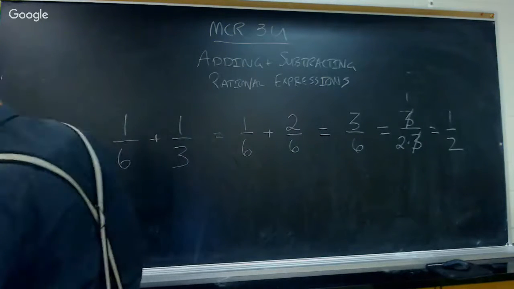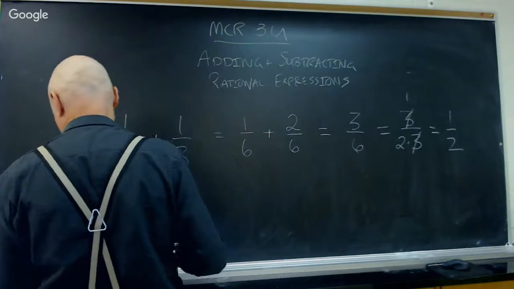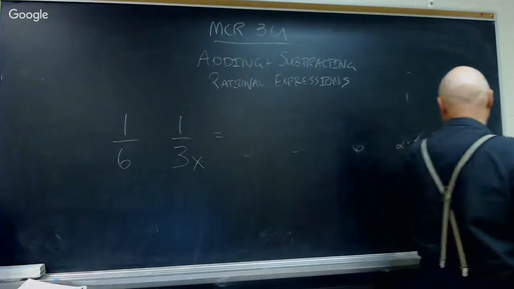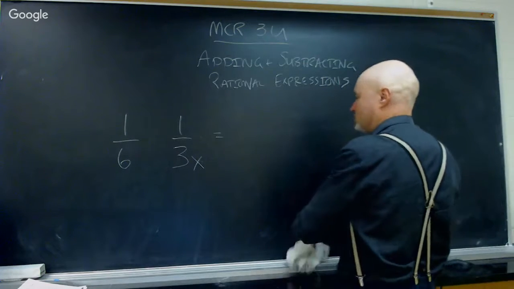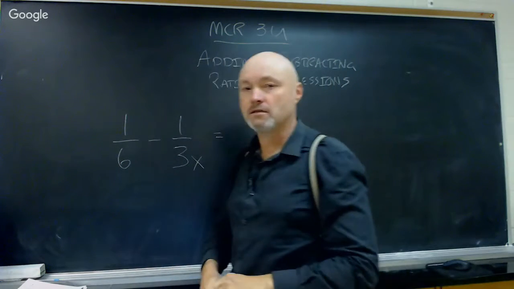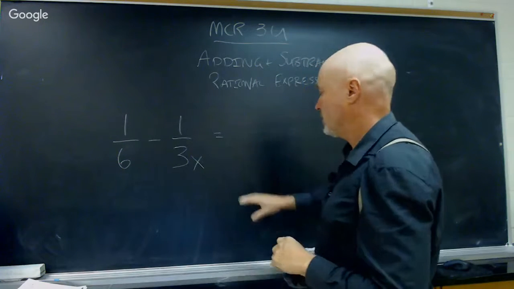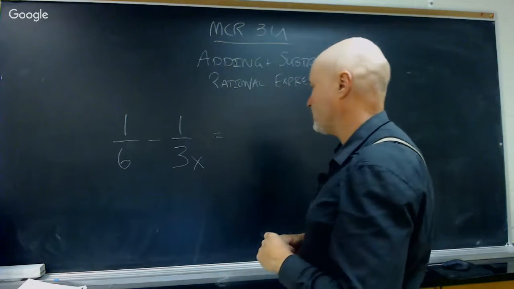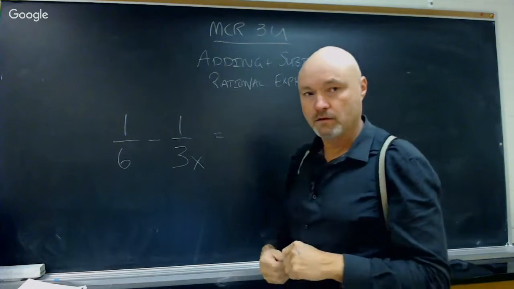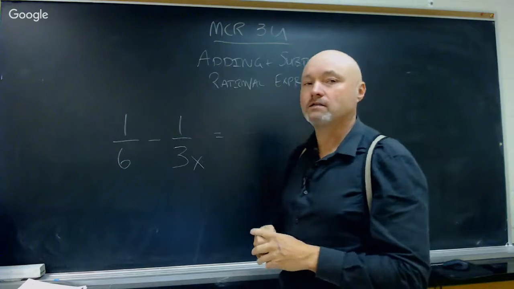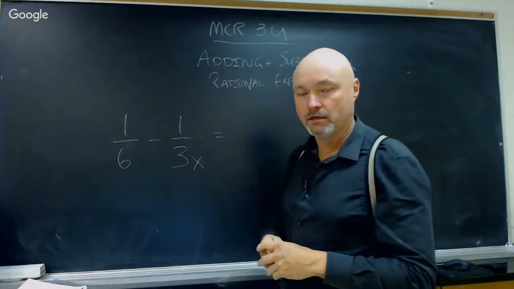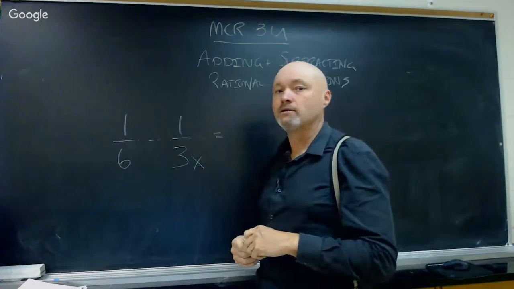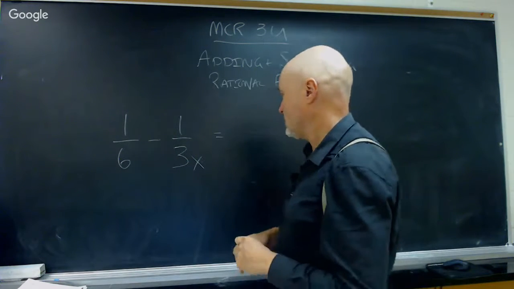Perfect. Okay, so I'm going to change it slightly. Just slightly. I'm going to turn this into a subtraction question, and I put an x in here, and it's going to seem just a little bit more complicated, but really it's not. Okay, now what is my common denominator going to be? 3x is close, but it is wrong again. It's going to be 6x, okay?